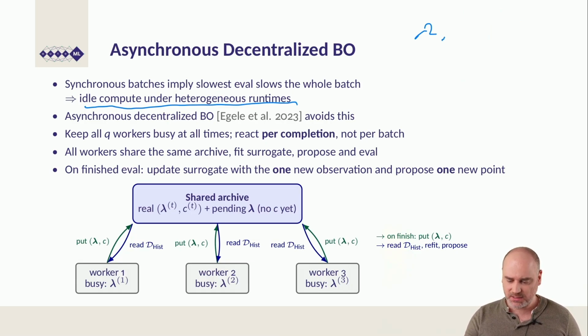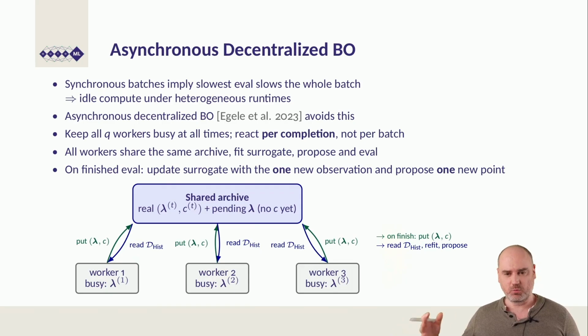If that's the case, then if I'm evaluating my complete batch in a synchronous manner, the slowest evaluation will slow down the whole batch, right? Because everybody else has to wait until the whole batch is completed, until we can update our surrogate model and produce a new batch for evaluation.